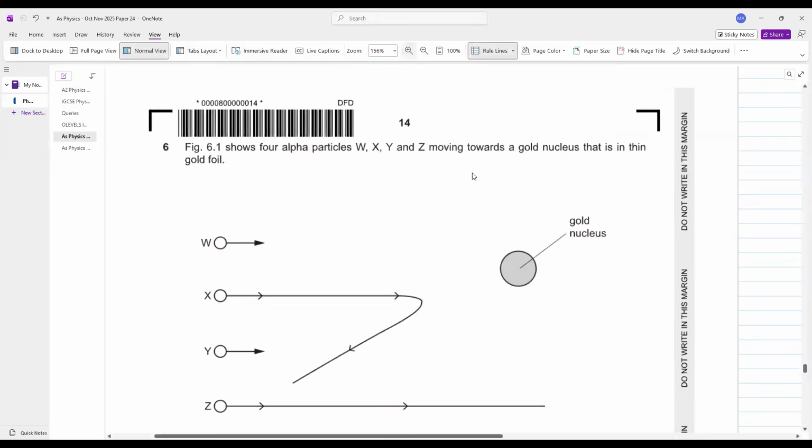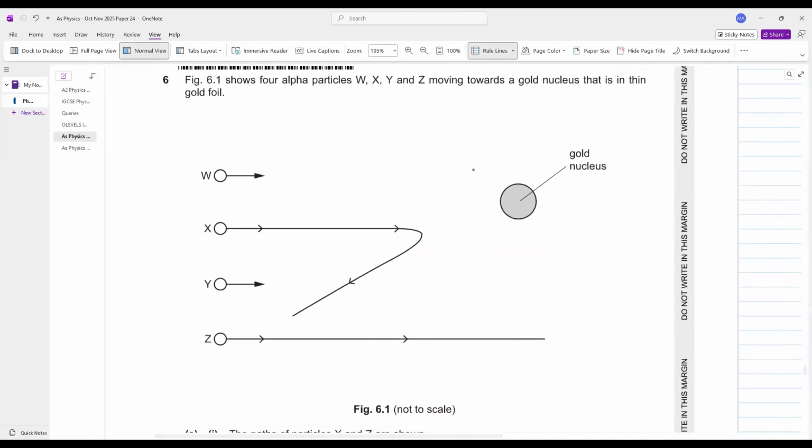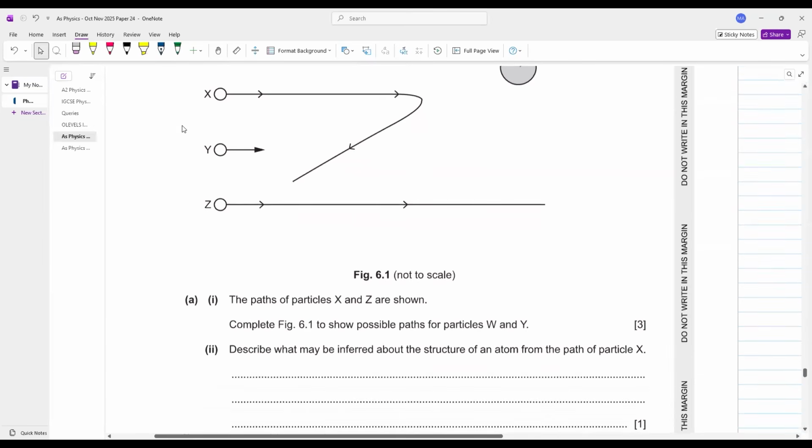Let's see this. This looks easy. Figure 6.1 shows 4 alpha particles W, X, Y, and Z moving towards a gold nucleus that is in thin gold foil. Okay, this is a gold nucleus in thin gold foil. The paths of particle X and Z are shown. Complete figure 6.1 to show the possible paths of W and Y.